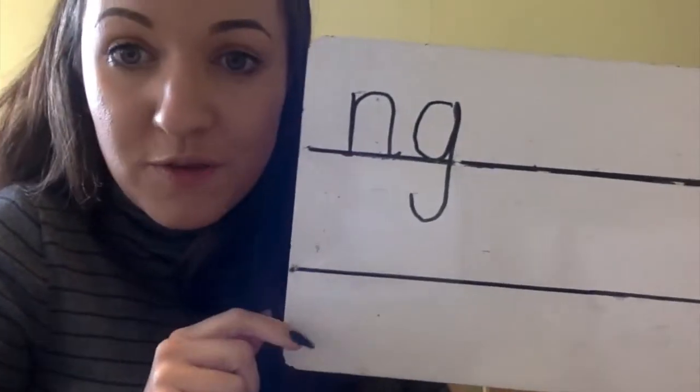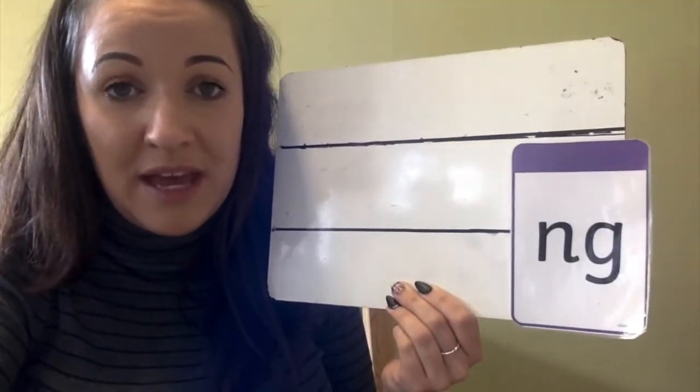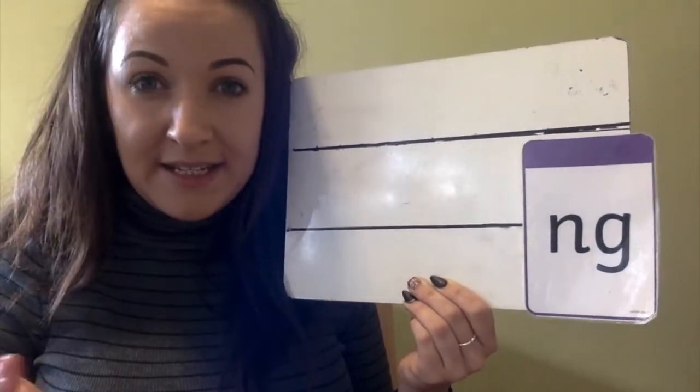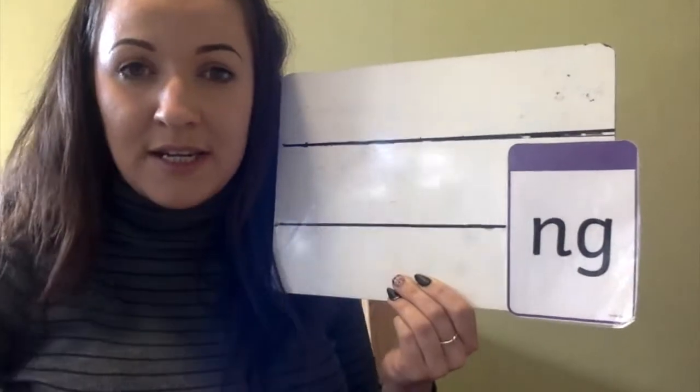Why don't you press pause on the video and have a go all by yourself? What fantastic letter formation. Now that we've had plenty of practice, I think we're ready for a sentence challenge. I need to think of a sentence, say it, and then write it. Think it, say it, write it. I think I would like to write a sentence about my ring. Ring has the ng sound in it.